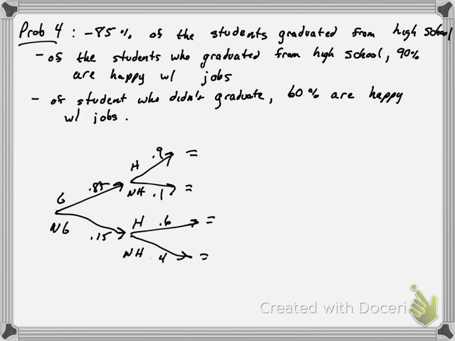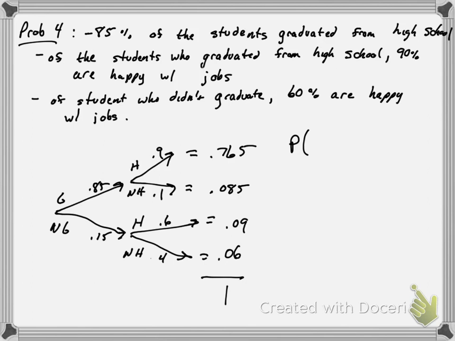So the top there is 0.765. Here's 0.085. 0.09, and the bottom is 0.06. The nice thing about a tree diagram is you can always check to see if you add up all those together, it equals 1.